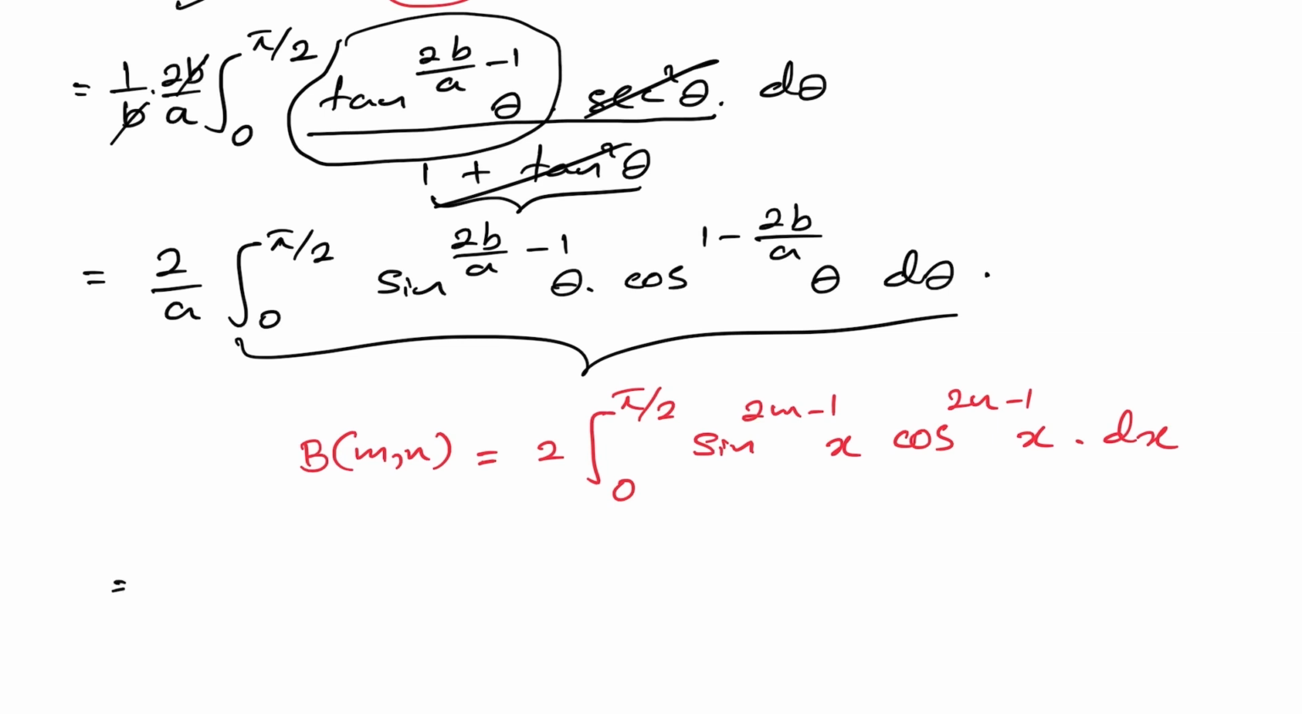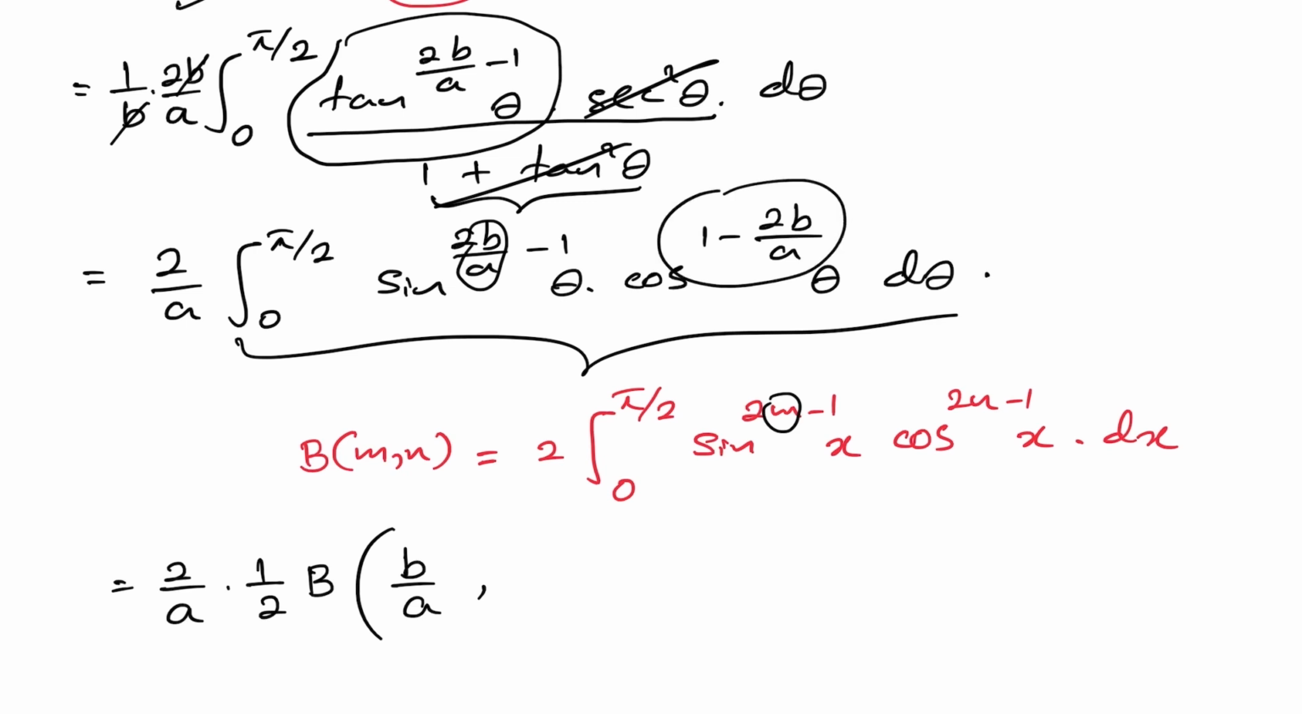So we have 2 over a, and for this integral, 1/2 times the beta function: beta of m, n, where m is b over a. So b over a, comma, n. We know 2n minus 1 is equal to this part, so if we isolate, then n is 1 minus b over a.